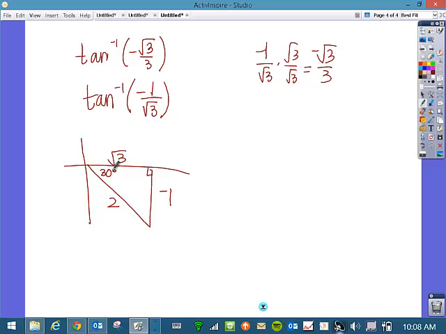Remember, when your angle is in the fourth quadrant, you are going to go in the negative direction. So this is equal to negative pi over 6. That is your final answer, negative pi over 6. You don't want to write this as positive 11 pi over 6 because that is outside of your range. So this is negative pi over 6.